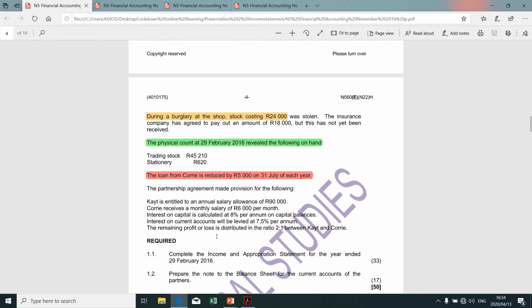The last item I'd like to discuss is the loan from Corey, which was not necessarily one of the provisions of the partnership. Corey borrowed the partnership some money, and therefore Corey is entitled to the interest on the loan. The interest on the loan favors Corey as a partner, and therefore it would have been reflected on the credit side of Corey's current account.